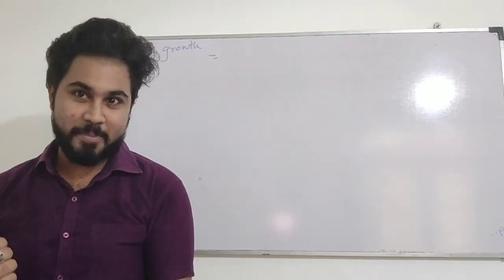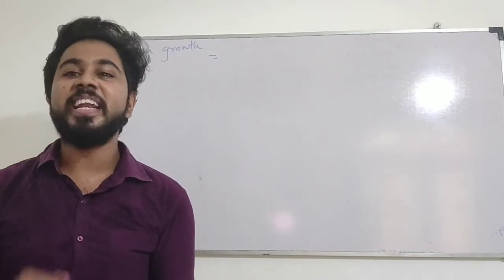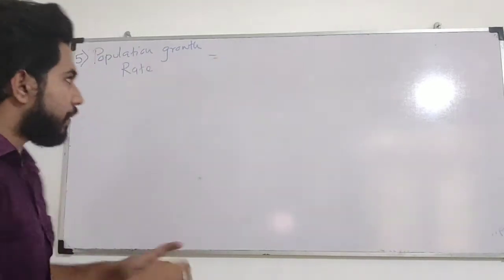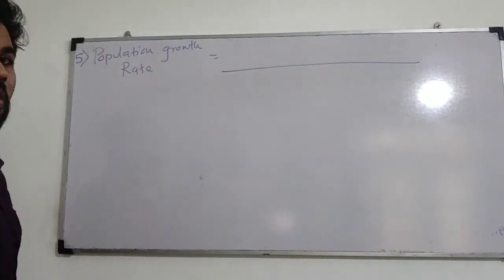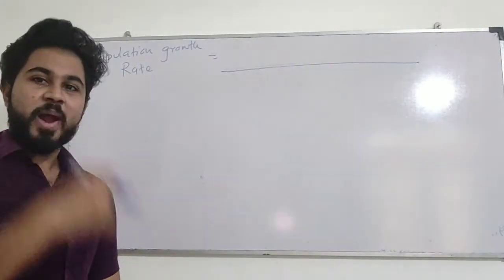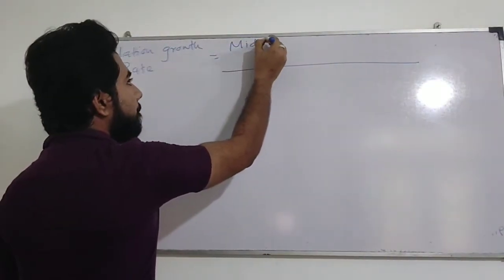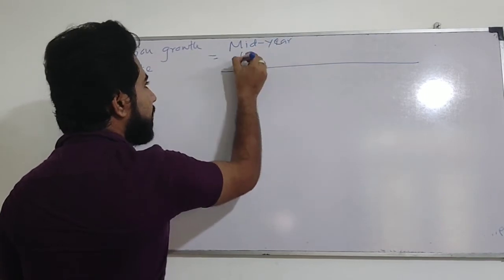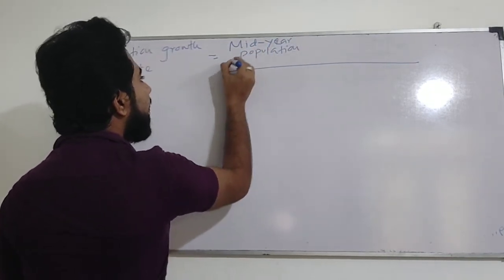Right, okay, so how can we calculate this? The population growth in the current year is compared to last year. So what should we do? Take the mid-year population. Mid-year population of the current year.